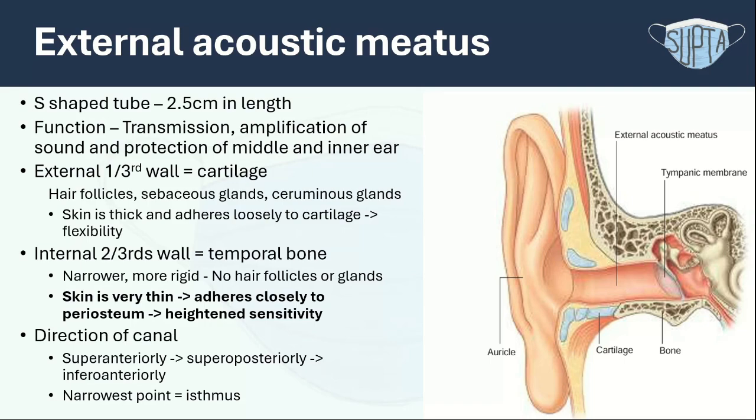However, the internal two thirds is temporal bone, so it's a lot more narrow and more rigid, and there are no glands or hair follicles in this part. And the skin is very thin, so it adheres closely to the periosteum and has heightened sensitivity, essentially. Can anyone put in the chat why they think that this might be important? So why it's good to have an awareness that the skin's thin? Any conditions that might be related to that?